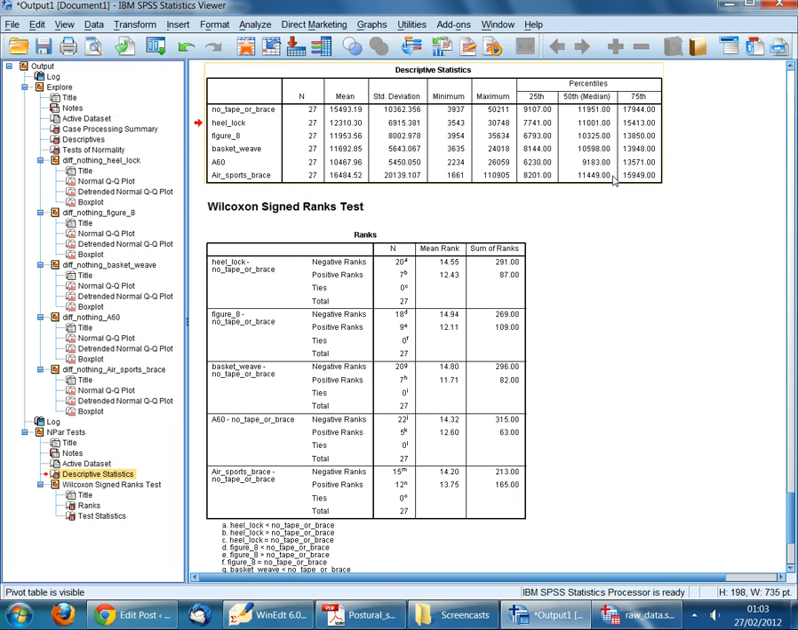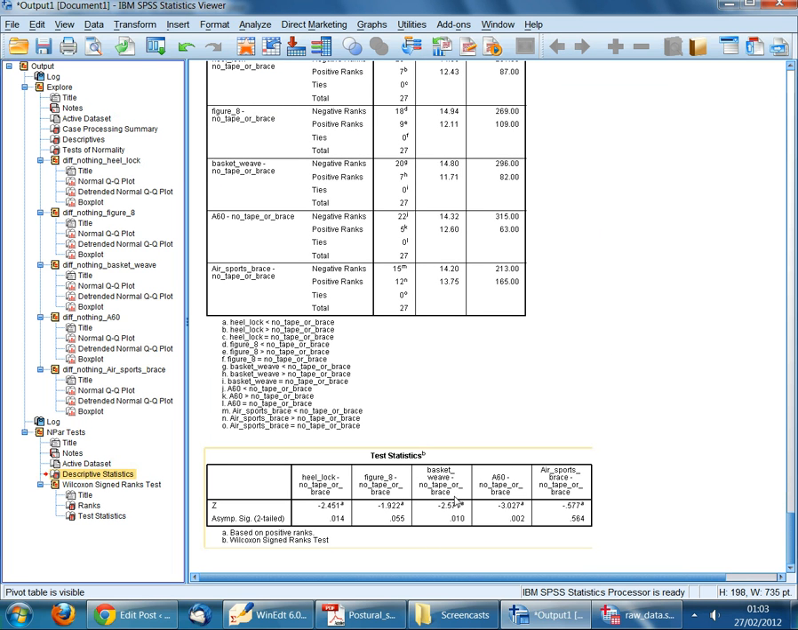And what the result was telling us for the air sports brace is that the reduction that we see in postural sway is not large enough to exclude the possibility that it has arisen by chance, either because of individual variation or because of measurement error or because of a combination of the two. Okay, and that's really the summary of your results. So if I go back to the test statistics table, heel lock, basket weave, and A60 significantly decrease postural sway. Figure of 8 marginally decreases postural sway, and the air sports brace makes no statistically significant difference.